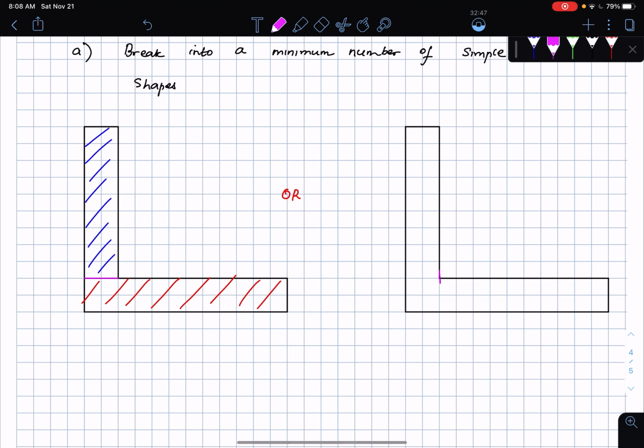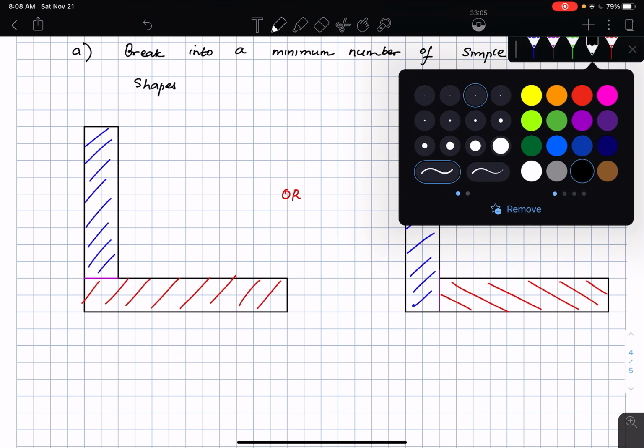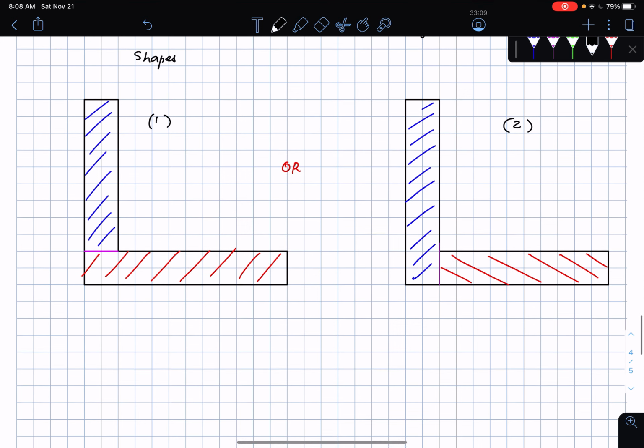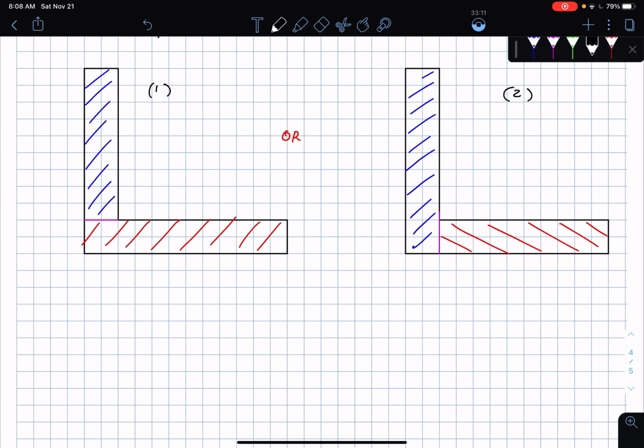I can say, draw this straight line, plop down, and say this is the rectangle that I'm going to be looking at, one of them, and then here is the other one. Now, both the ways are completely fine. You can either choose method 1, or you can use shape 1 or shape 2. So this is shape 1 versus shape 2. So I can break it into simple shapes either way.